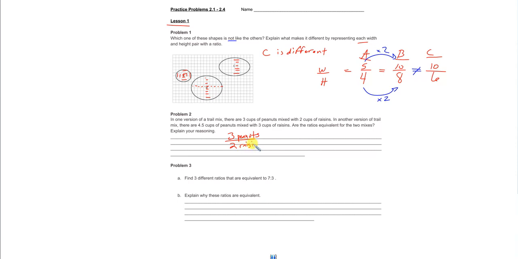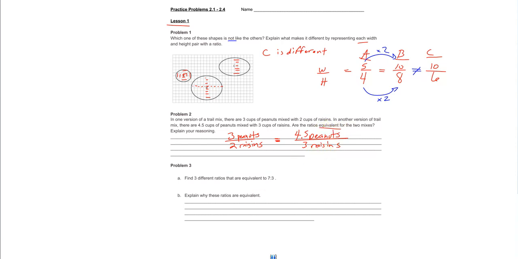In another version of trail mix, all right, we're going to check and see if these are equal to each other. In another version of trail mix, there are 4.5 cups of peanuts. So they've increased the number of peanuts, but they've also increased the amount of raisins to 3. The question is, are these two ratios in the trail mix equal?